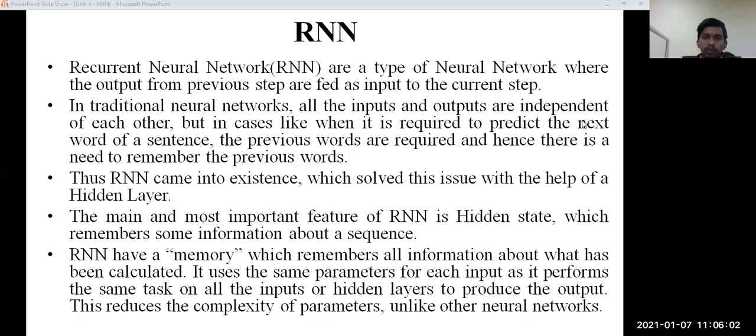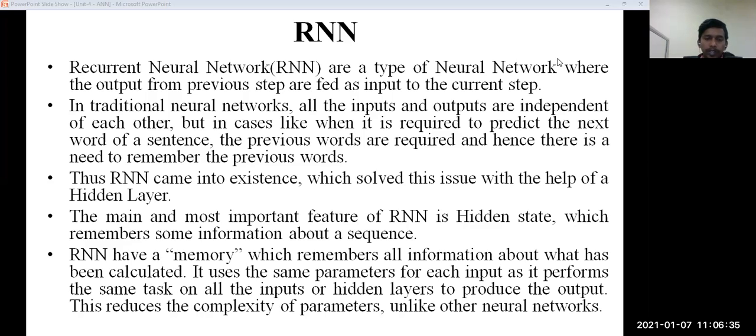In cases like predicting the next word of a sentence, the previous words are required, and hence there is a need to remember the previous words. The main drawback of these previous mechanisms is that the networks have no memory and cannot remember the previous steps. That is one of the major drawbacks of existing networks, and RNN tries to overcome it. It remembers the previously happened things and accordingly gives an exact outcome.